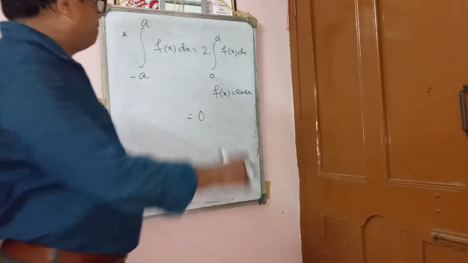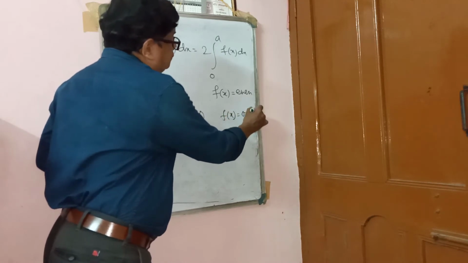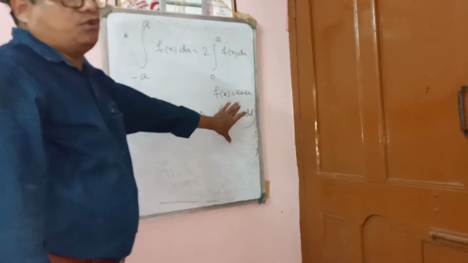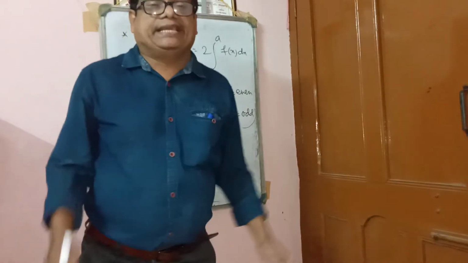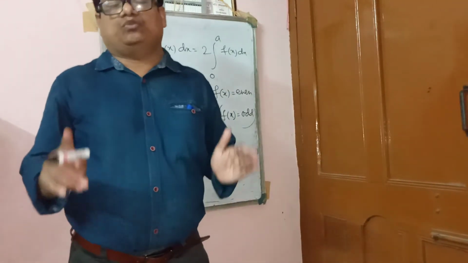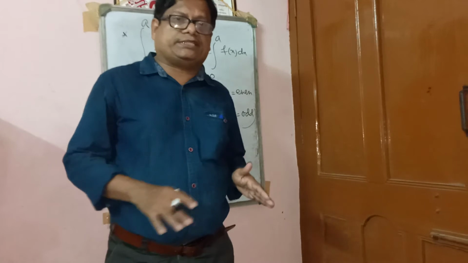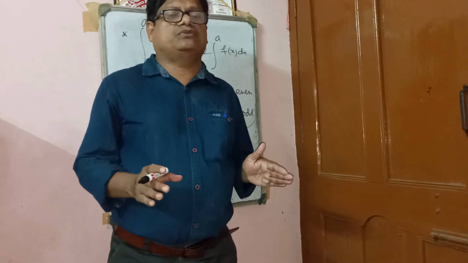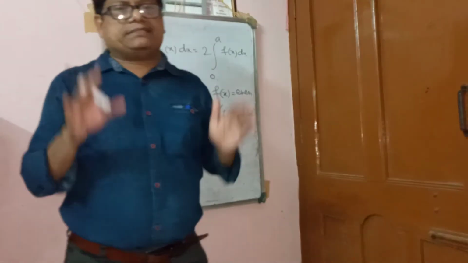And it will be 0 if f(x) is an odd function. Remember, this is an even function and the other is an odd function. What is an even function? A function f(x) is said to be even if f(minus x) equals f(x), and a function f(x) is an odd function if f(minus x) equals minus f(x).